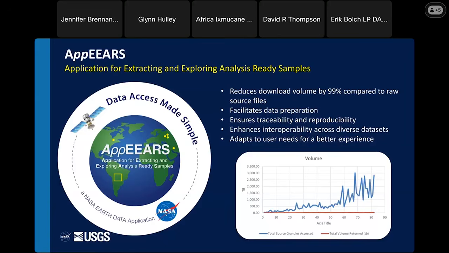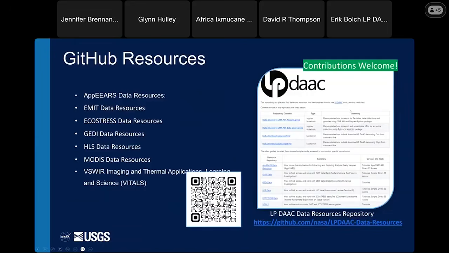So if you have a certain polygon or shape file, you can upload that to AppEEARS and get a subsetted data set. It's very handy for building CSV files that you can use as an input for some sort of classifier or something like that. It's a really handy tool.